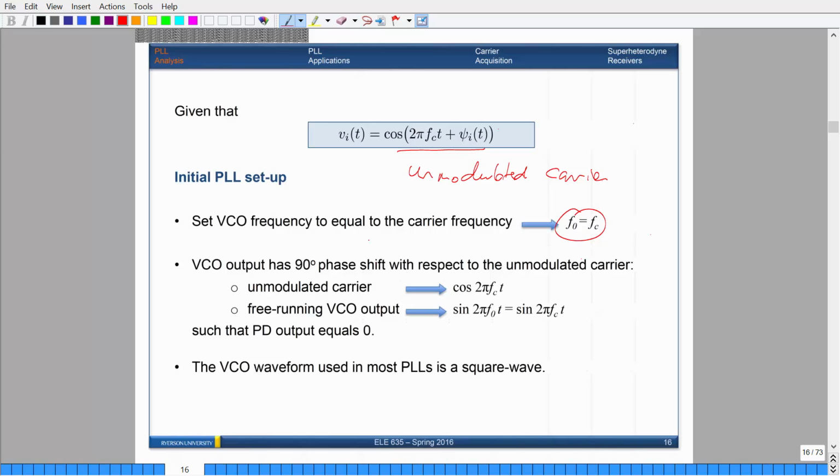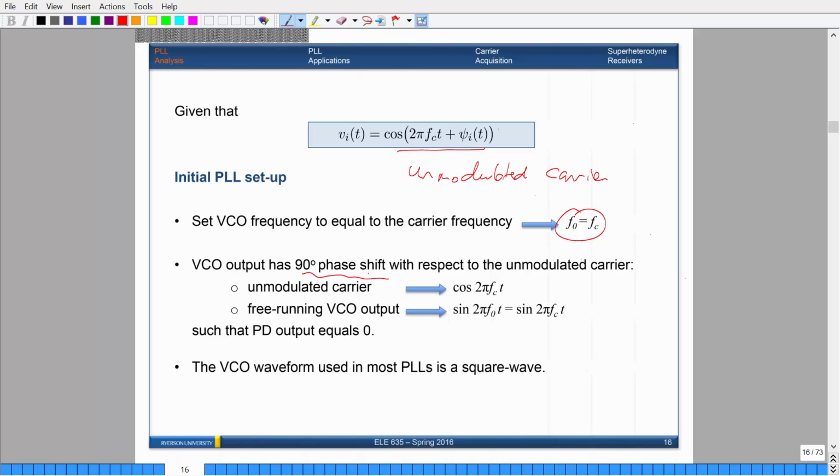Now this is what I talked about in terms of the 90-degree phase shift, so I'm going to touch base on that now. The voltage controlled output, that oscillation, that periodic waveform, has to have a 90-degree phase shift in comparison to the input. So why do we have to have a 90-degree phase shift? Well, before I touch on that, if this is the unmodulated carrier, cos, right? Remember, whenever you do a 90-degree phase shift for a cosine, you get a sinusoid, and that's what's happening here, okay?